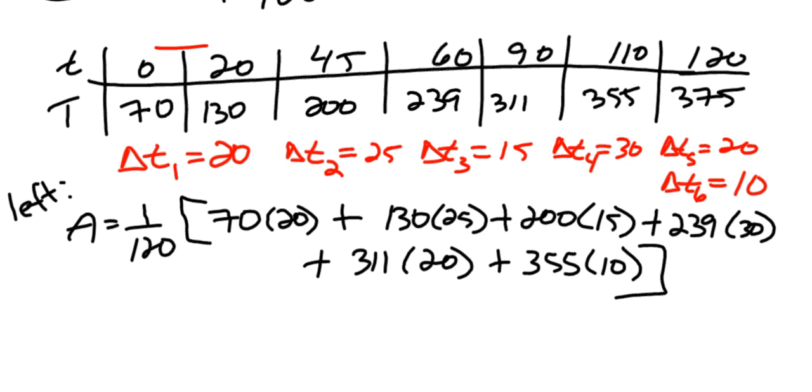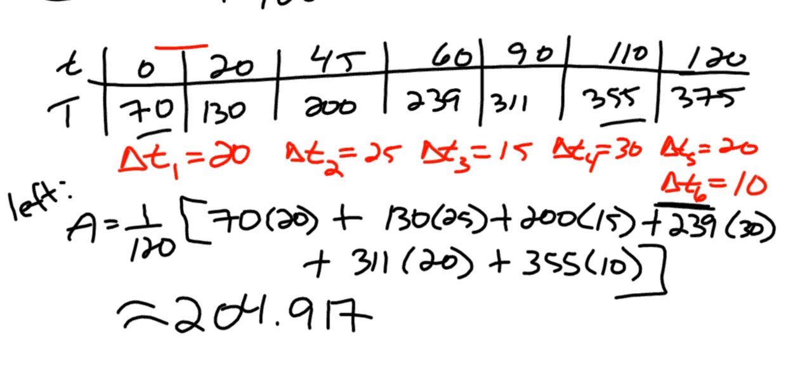So notice for left rectangular approximation, I start with the left number. I go 1, 2, 3, 4, 5, 6. I only have 6 widths. That's all I can do. So notice that for my height, my final T of 375 is not in my left rectangular approximation. I can go ahead and do my approximation from here, and I should get this answer.